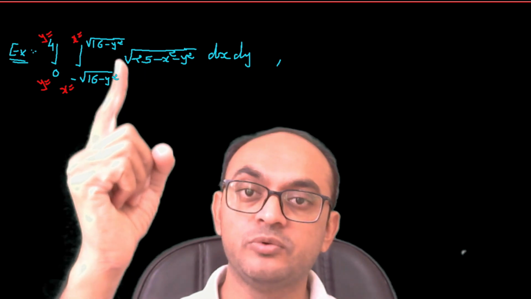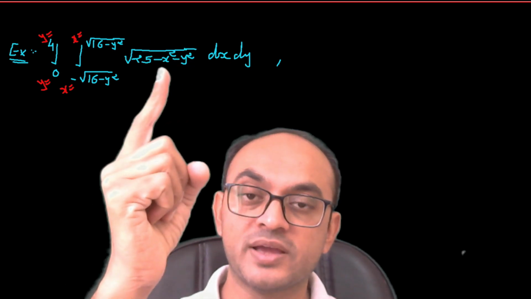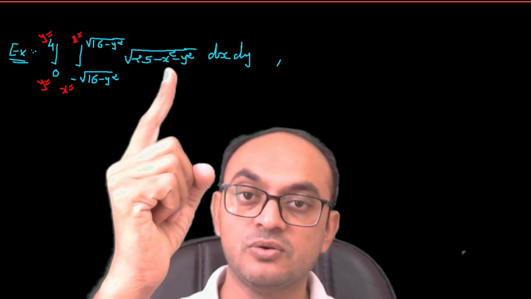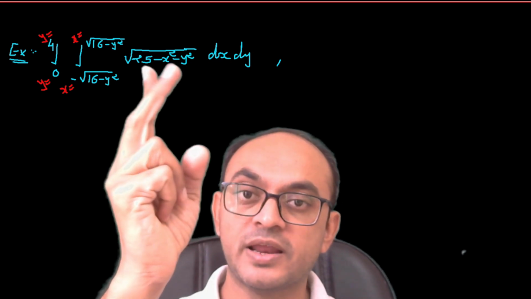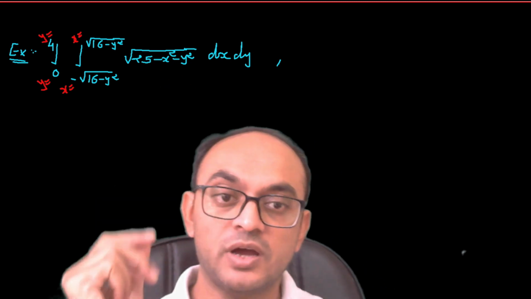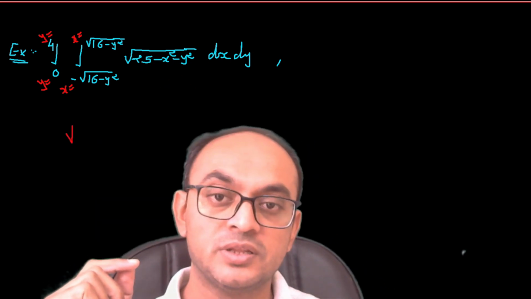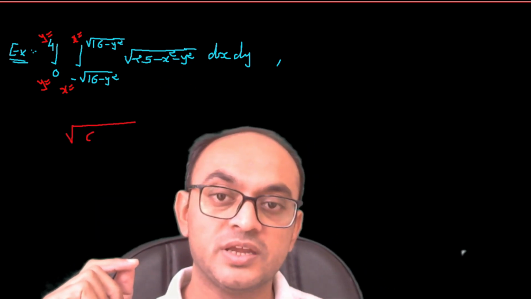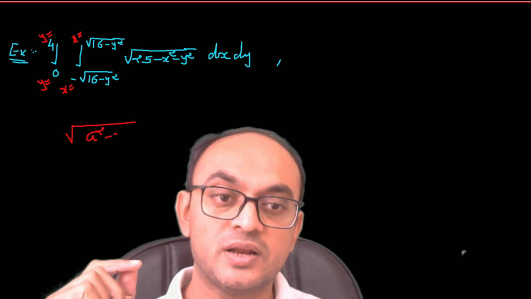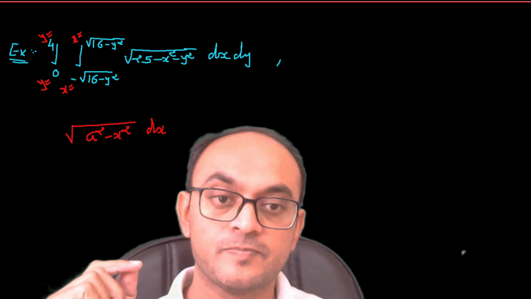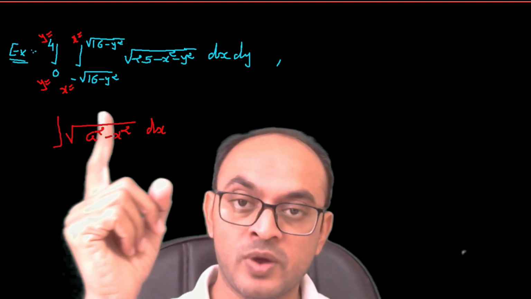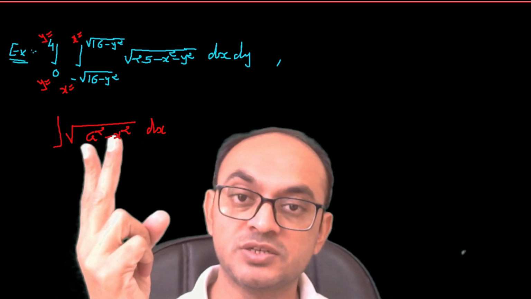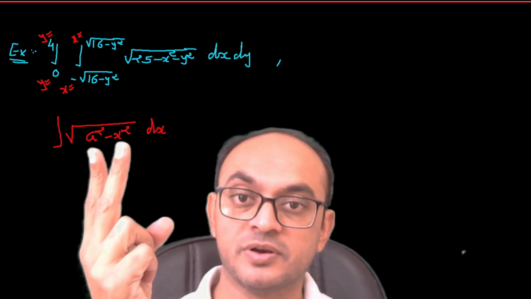So what I have to do is integrate this quantity with respect to x first. When I integrate with respect to x, 25 and minus y square are assumed as constant. So I should have an idea about what is the integration of a square minus x square with respect to x. And you know that the integration formula is not that simple.